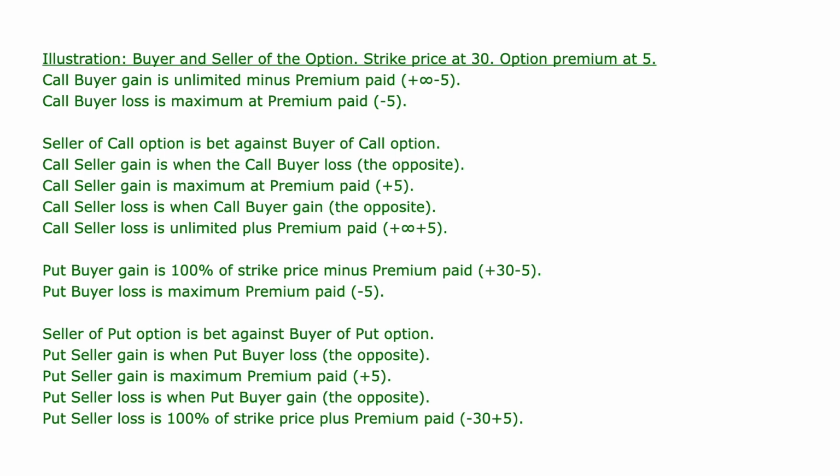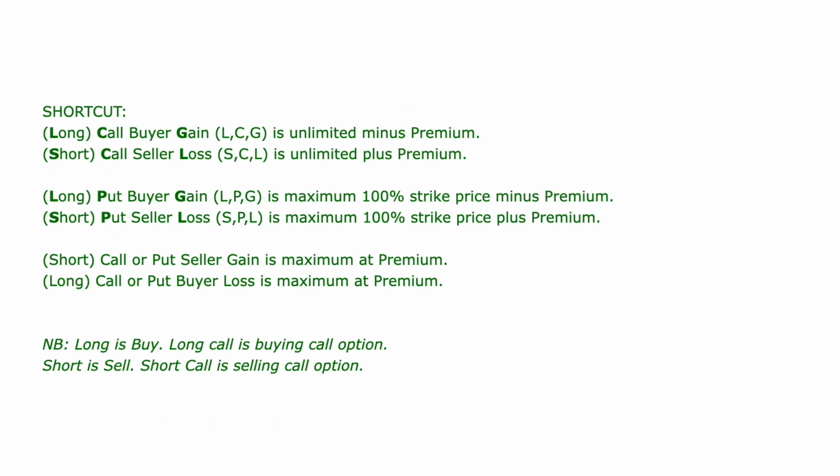Option buyers have limited loss and asymmetric upside, while option sellers have limited gain, the premium, but potentially large or unlimited losses. Seller is opposite of buyer. Seller's maximum gain equals buyer's maximum loss: the premium. Shortcut rules for option buyers versus sellers.